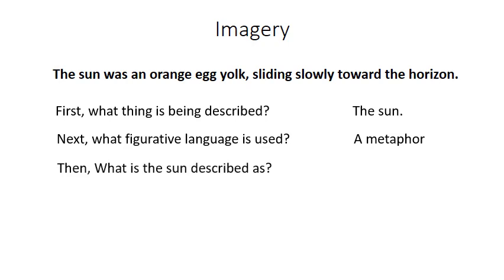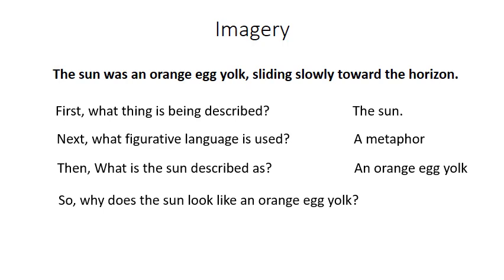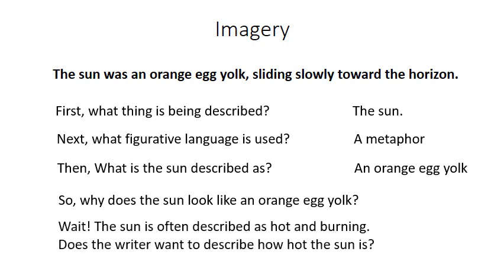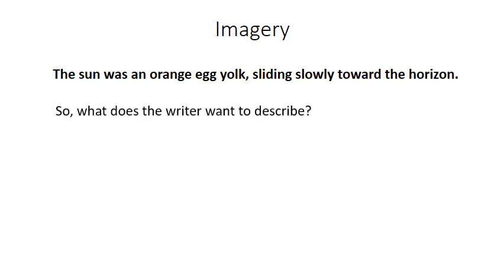Then, what is the sun actually being described as in this metaphor? Well, the sun was an orange egg yolk. Okay? So, why does the sun look like an orange egg yolk? Wait, the sun is often described as hot and burning. So does the writer want to describe how hot the sun is? No. So what does the writer want to describe?